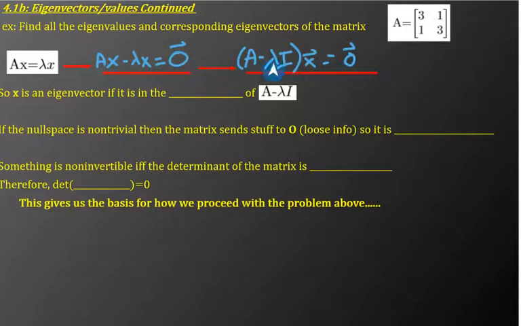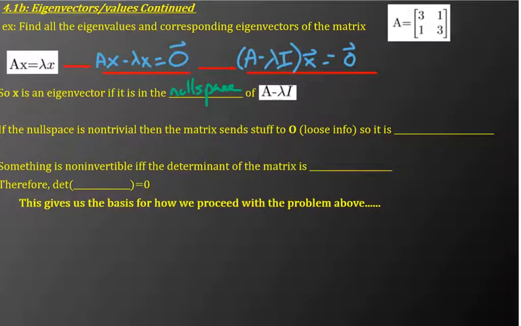If you think about what this says, if x is an eigenvector, it is something that gets sent to zero by this matrix. So by definition, that means it's in the null space of A minus lambda I, that matrix. And if the null space is non-trivial, because an eigenvector is in here, then the matrix sends some stuff to zero. It loses some dimensionality, loses some info.